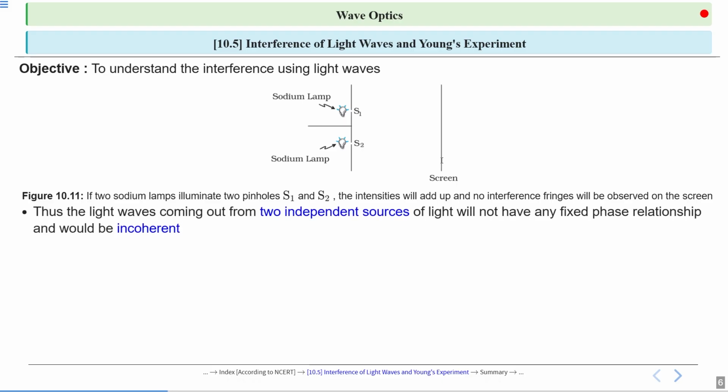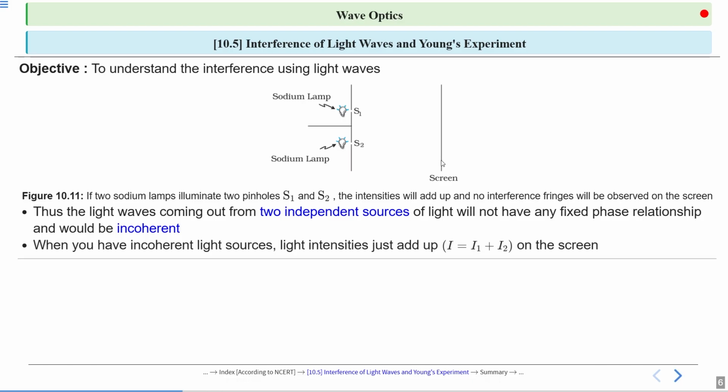So let's examine why light waves from two independent sources like our sodium lamps don't create interference patterns. These sources are incoherent, meaning they don't have a fixed phase relationship. Means at any point the waves originating from these two independent sources have their phase changing quickly. So the phase difference will also change rapidly at any point. This incoherence is why the light waves don't combine to form interference fringes. It's important to recognize that coherence is a key factor for interference.